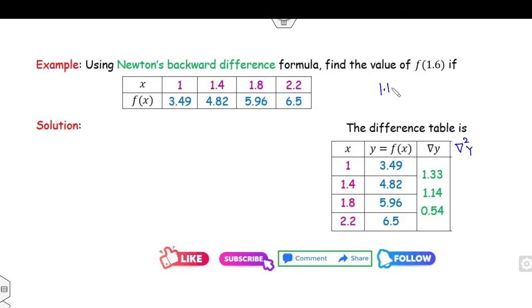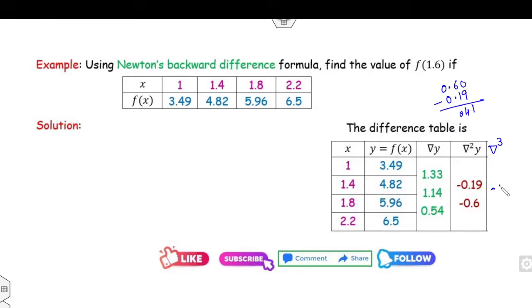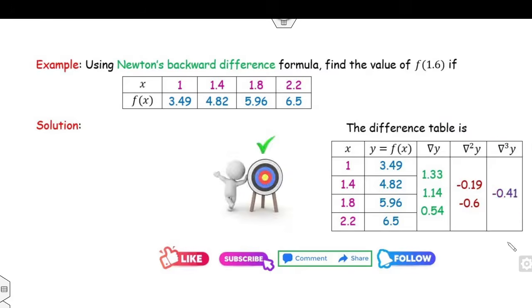I can subtract them: 1.14 minus 1.33, so that will be minus 0.19. Similarly, you can subtract the 0.54. Again, you can see they are not the same, then I can find the del cube. What is the difference of this? Minus 0.6 plus 0.95, so that will be minus 0.41. Now since you have obtained a single number, your target is complete.